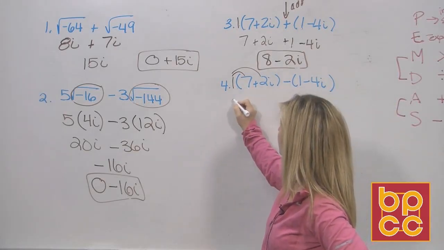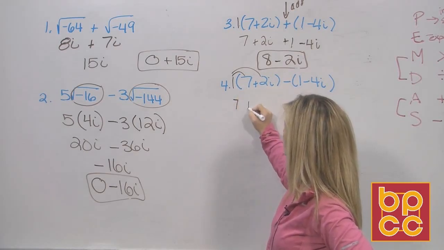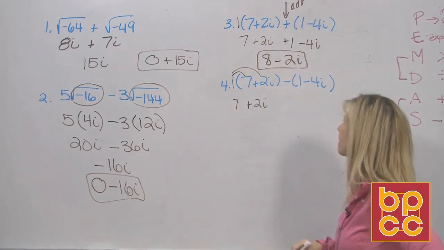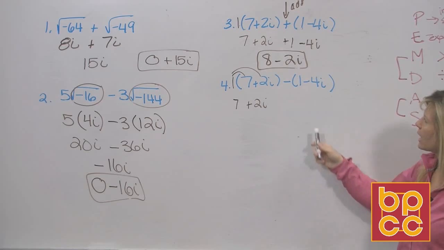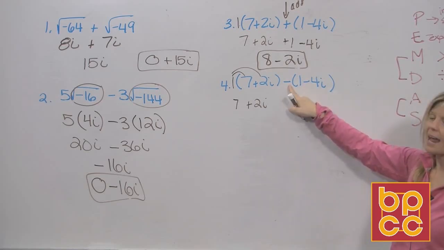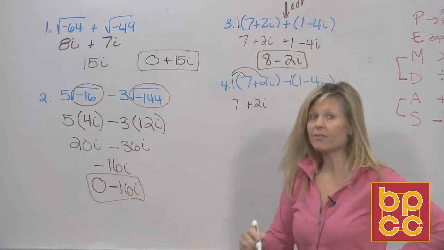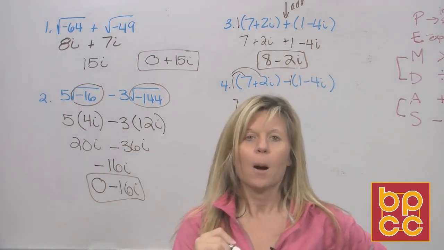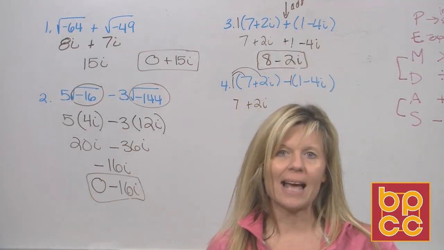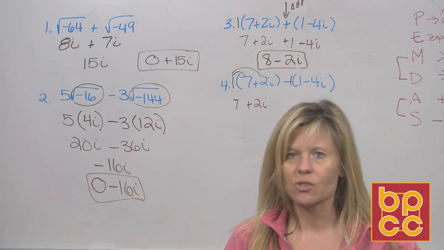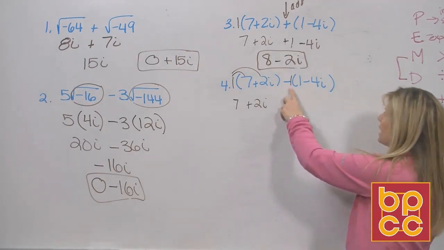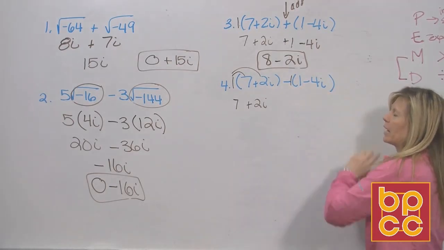You're saying 1 times 7 is 7. 1 times 2i is 2i. But if you look here, in front of this parentheses is not any 1. It's a negative 1. And we have talked about this over and over again. Multiplying or dividing by a negative 1 changes signs. So you can think of this as being a negative 1 here and distributing it.